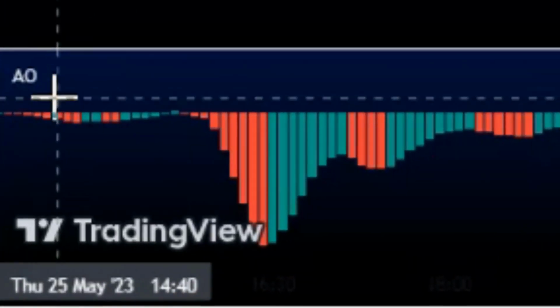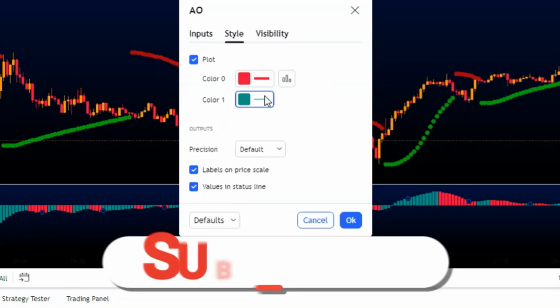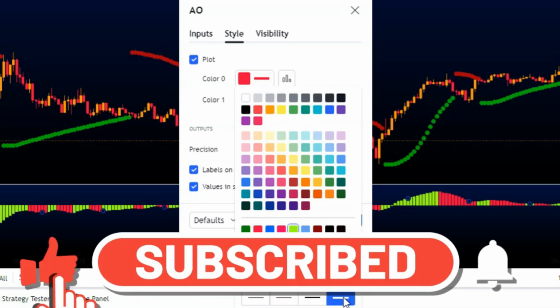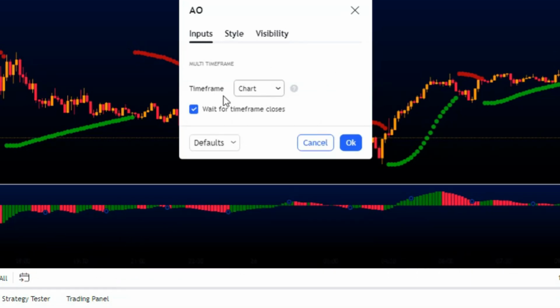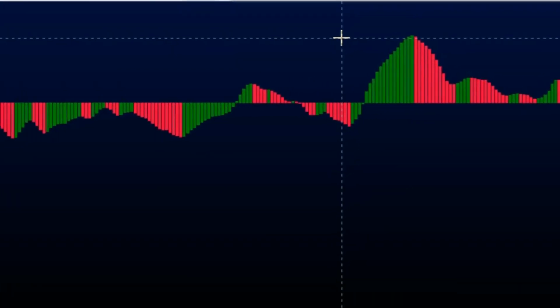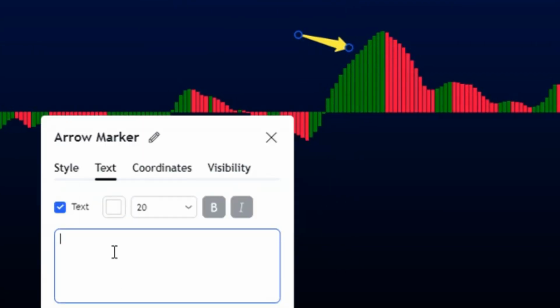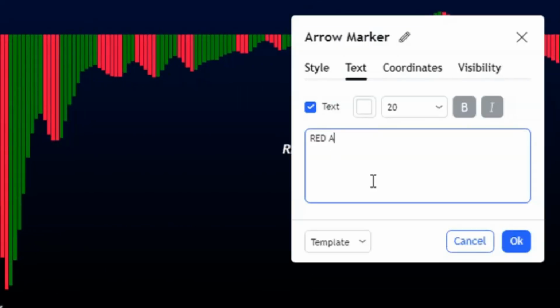After adding the oscillator, you can change up its color settings from the settings so that it stands out more clearly on the chart. Basically, Awesome Oscillator uses its histogram color and position to help us choose the right signals to enter a trade. If the histogram for Awesome Oscillator is green and its position is above 0, then buy signals are confirmed. And also, if the histogram is red and its position is under 0, sell signals are confirmed.